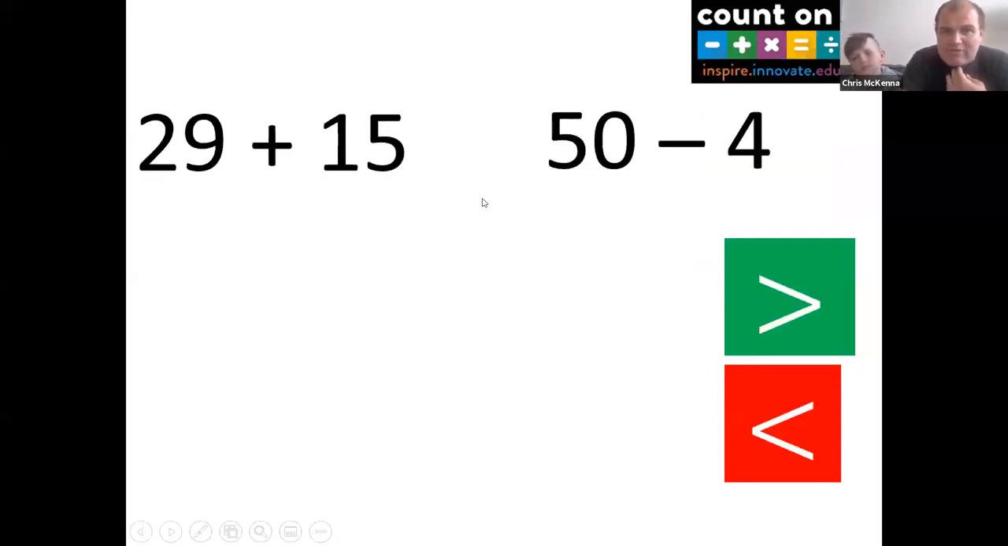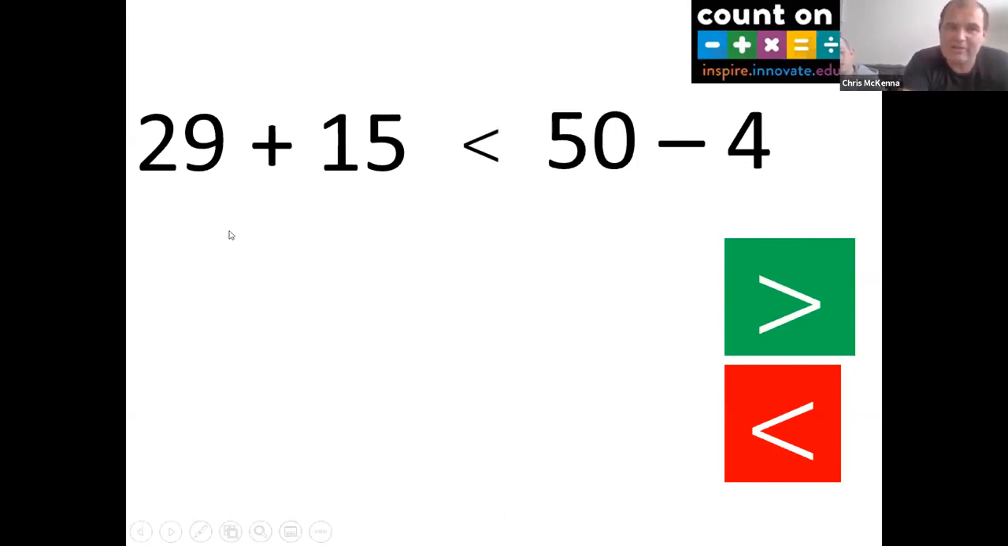So 29 plus 15, what sign goes in here for 50 subtract 4? So we need to work out 29 plus 15, we need to work out 50 subtract 4. What sign do you think goes in there, more than or less than? Okay, what do you think, Austin? Less than. 29 plus 15 is 44. 50 subtract 4 is 46. So 44 is less than 46, so you're right.